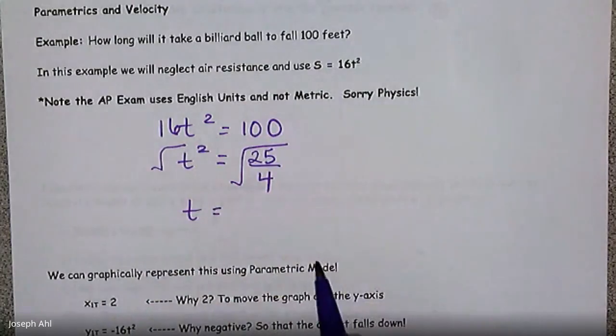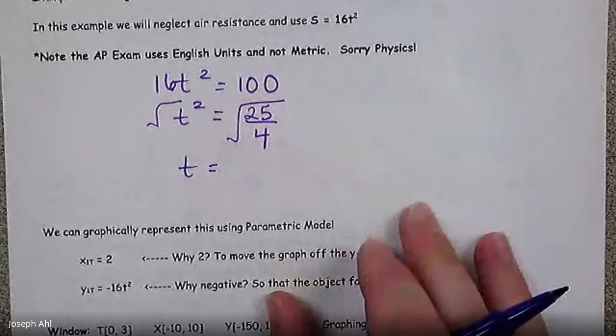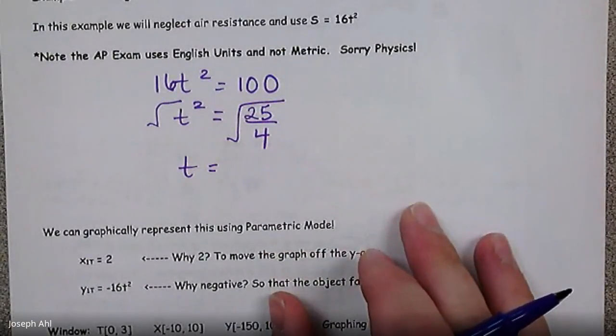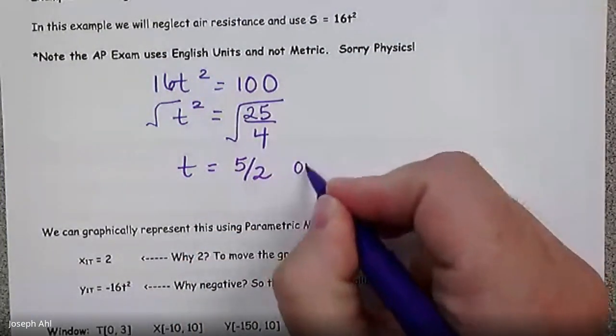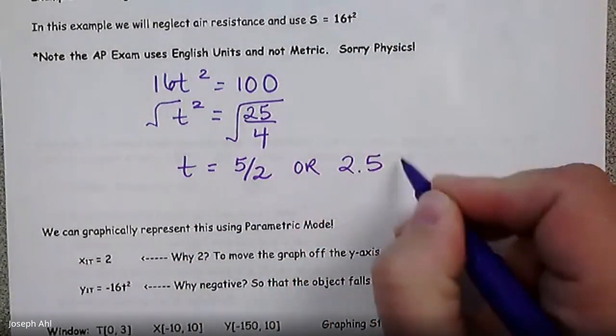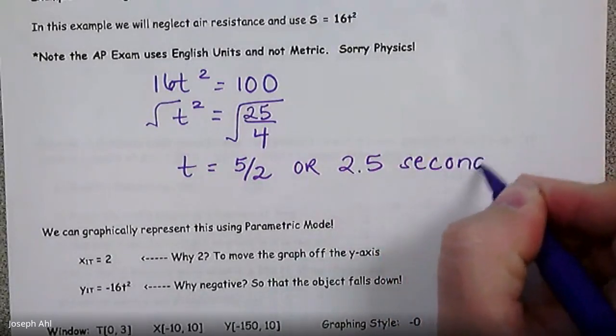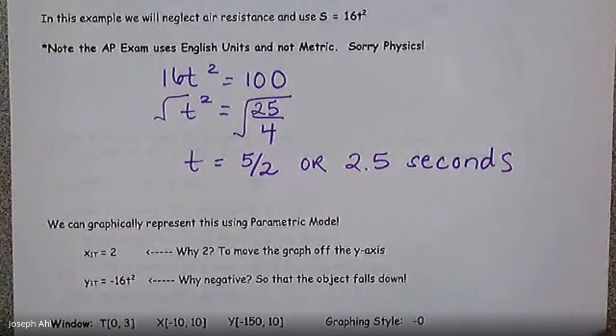Square root. And since we're dealing with time here, we don't really care about the negative aspect of taking the square root of both sides, but t is going to equal 5/2, or probably means a little bit more to us if we say it takes 2.5 seconds for this to happen.